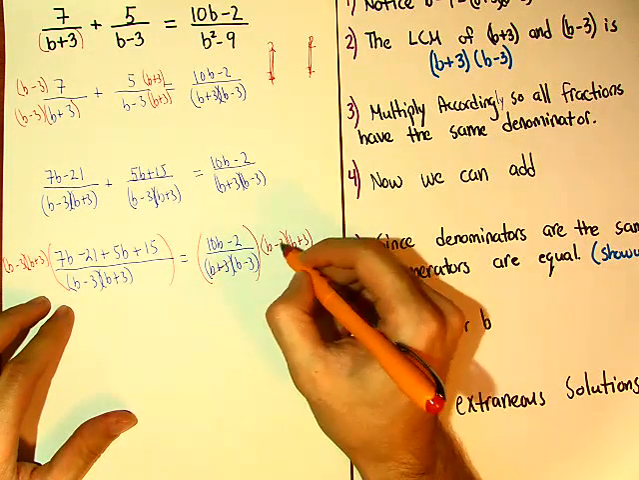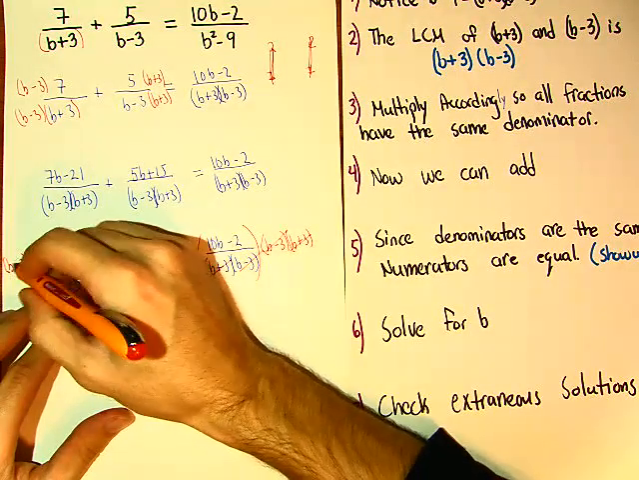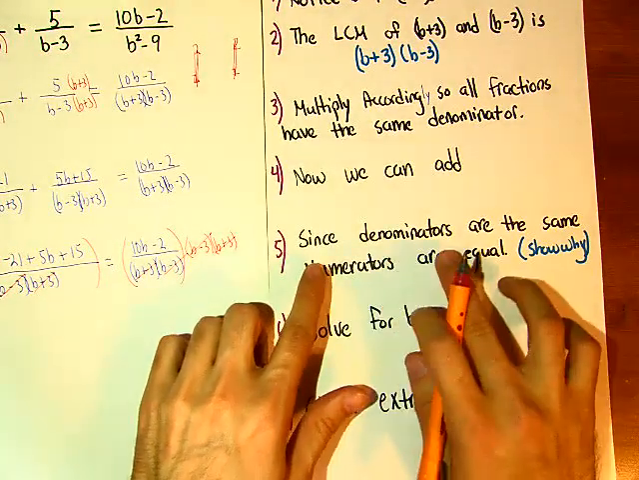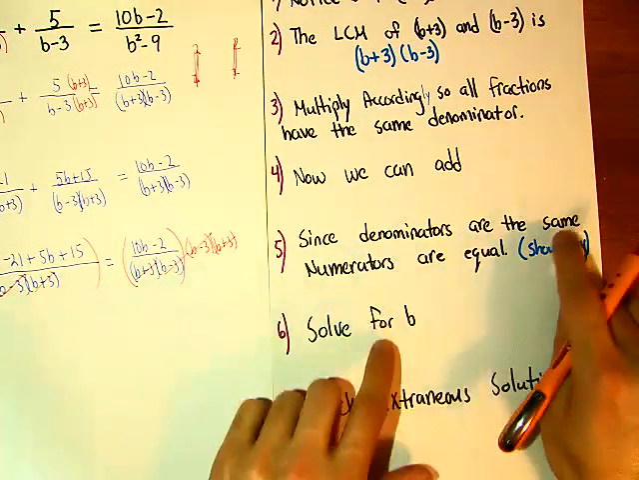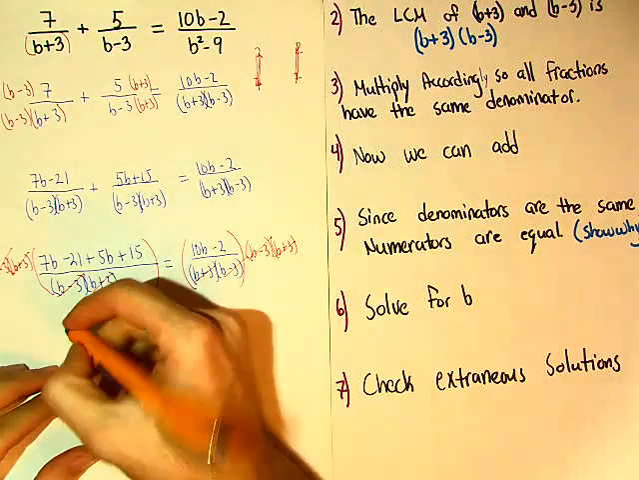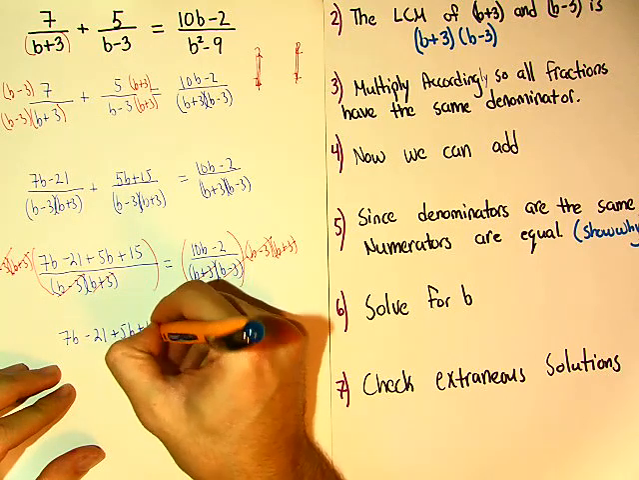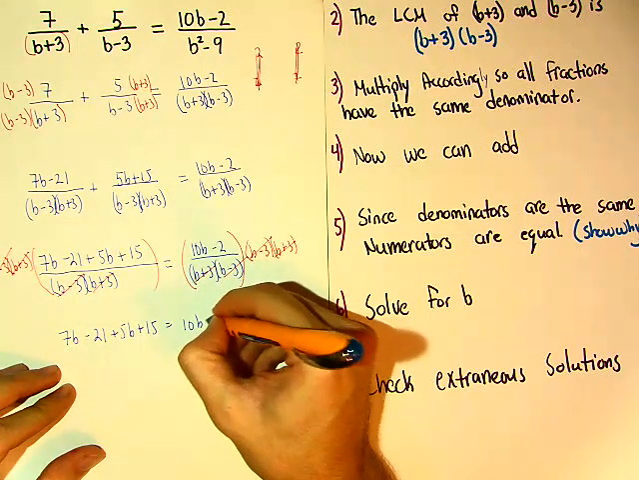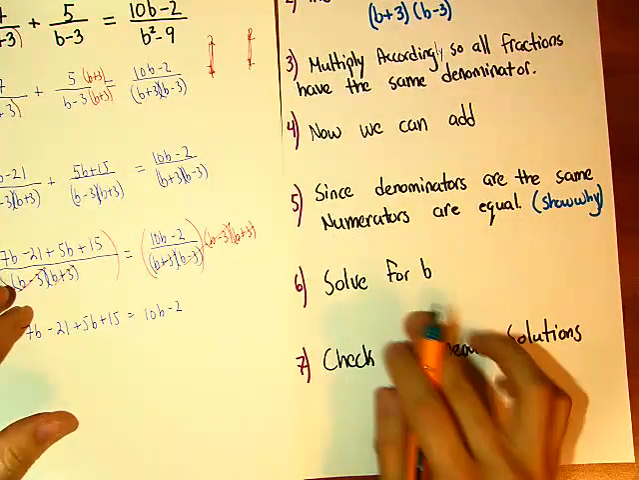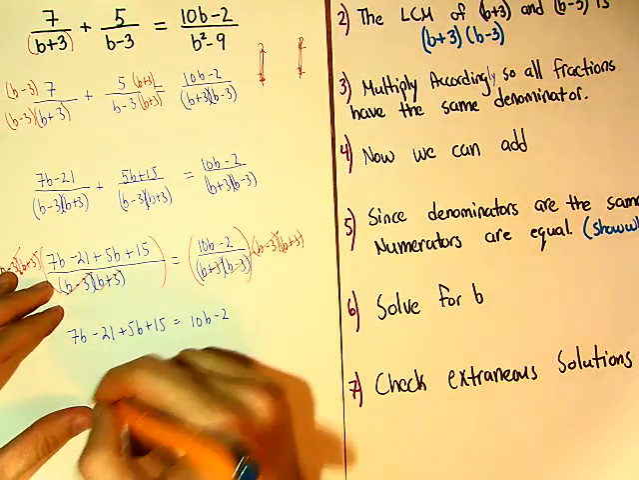And look, this cancels, this cancels, and so on, right? So that's what I mean by since denominators are the same, the numerators are equal. So now here, what do we get? We get 7b minus 21 plus 5b plus 15 is equal to 10b minus 2. Okay, so now just solve for b. You all know how to do this part, so try and do this by yourself or just watch along.